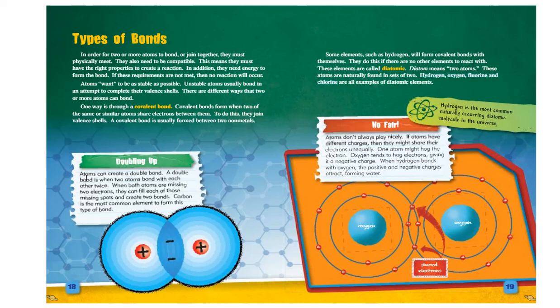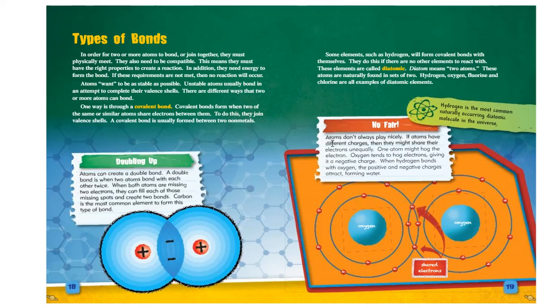So first, doubling up, we're told atoms can create what's called a double bond. A double bond is when two atoms bond with each other twice. When two atoms are missing two electrons, they can fill each of those missing spots and create two bonds. Carbon is the most common element to form this type of bond. Well, these appear to be two hydrogen atoms, because they have just the one proton and the one electron. But you can see the way that they've bonded together like that, sharing their electrons.